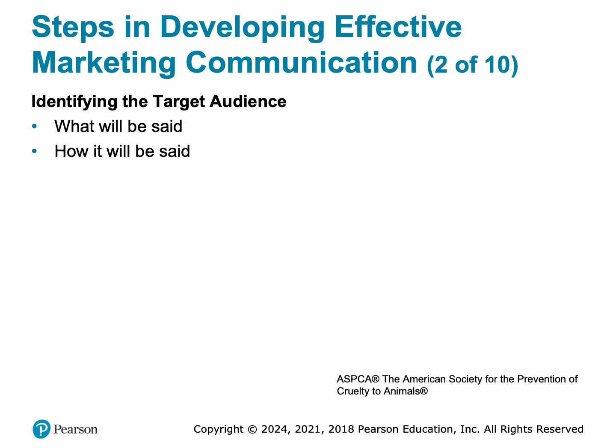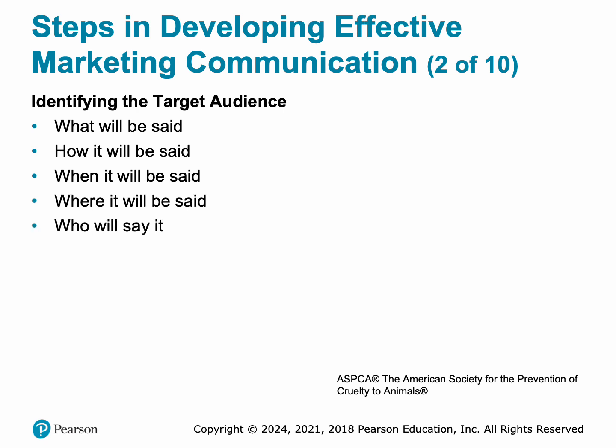What will be said? How will it be said? When will it be said? So the target audience will heavily affect the communicator's decision on the questions shown on what, how, when, where, and who, right? Where will it be said and who will say it?